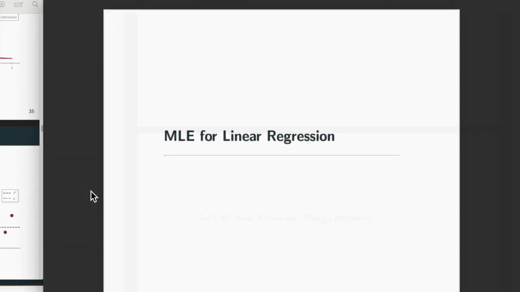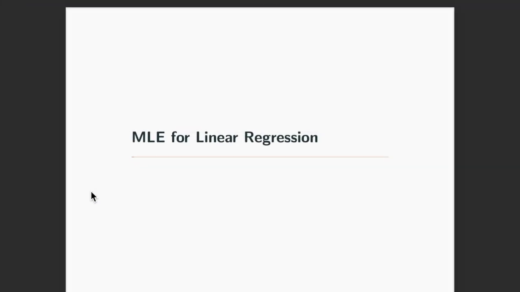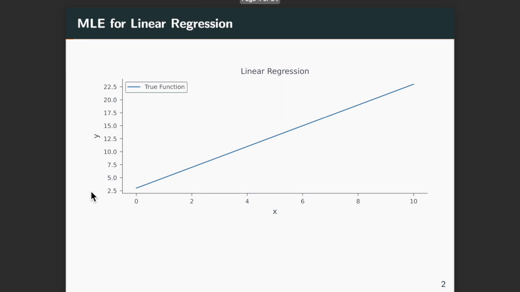Now we'll come back to machine learning. Before that, we were trying to estimate some parameters of a distribution. We'll be talking about maximum likelihood estimate for linear regression. What are we trying to compute the estimate over? Over the model parameters theta.